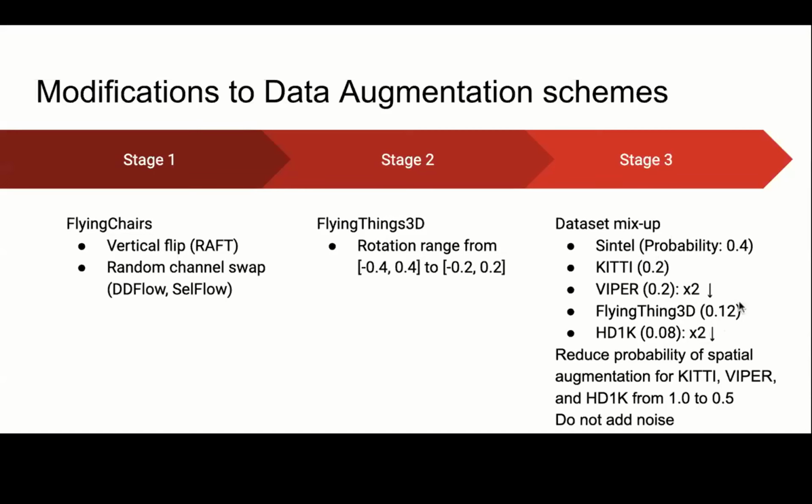Some additional things: we have to downsample the Viper and HD1K data because their resolution is much higher, around 2000 pixels in width. And we also need to reduce the probability of performing spatial augmentation for the driving scenario, because the spatial changes for the driving scenes tend to be smaller than the more generic Sintel or FlyingThings. And further, we do not add the Gaussian noise during this stage.